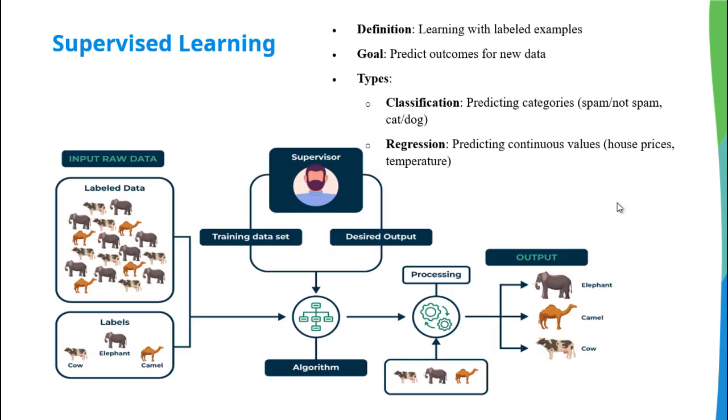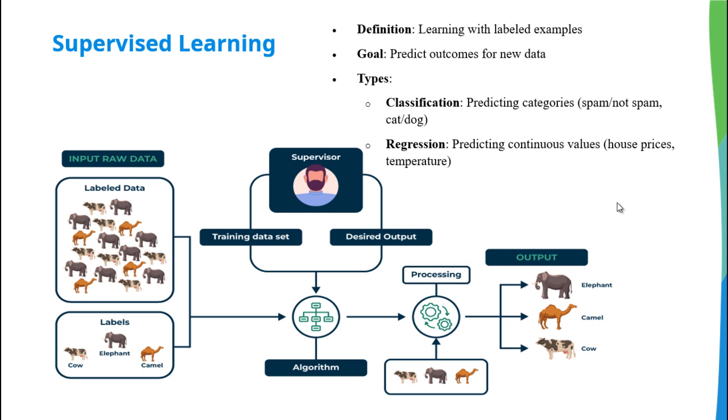Under supervised learning, the definition is learning with labeled data. Okay, labeled data or labeled examples. So the goal is to predict outcomes for new data. The types can be classification, predicting categories such as spam, not spam, cat, not cat, dog or cat. So for example, like that. And we have regression, predicting a continuous variable, looking at y against x or x's, such as price, temperature, and so on.